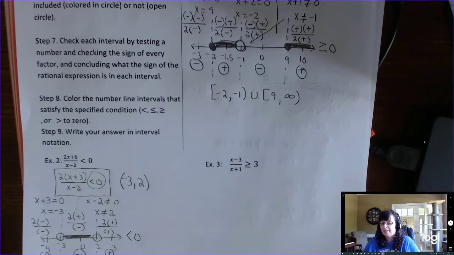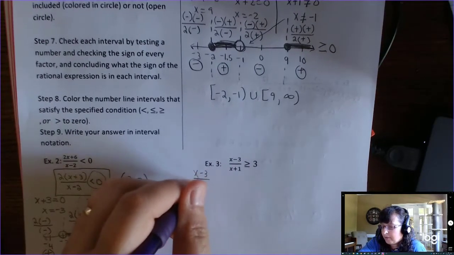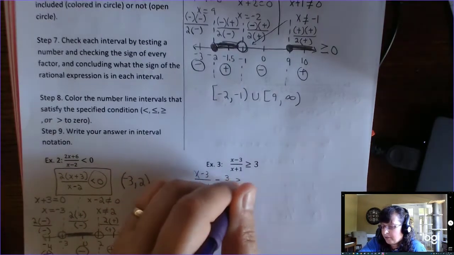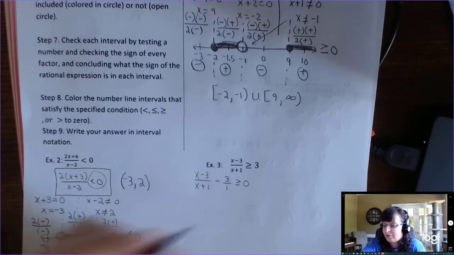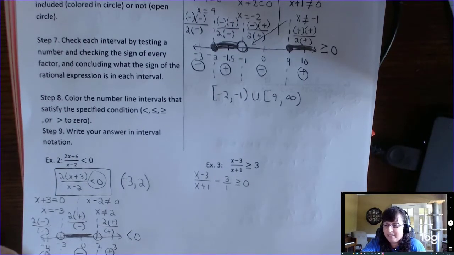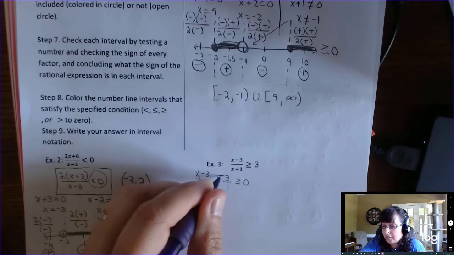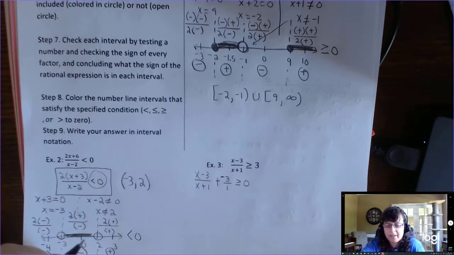Alright, take a look at example 3. Step 1, you have to get this to 0. So we're going to have to move this 3 over. That's x minus 3 over x plus 1, minus 3 over 1, is greater than or equal to 0. Don't forget to write that part down. It looks easy, but it's not as easy as example 2. I would do plus a negative here. I don't want you to lose that negative, so I'm going to plus a negative. That puts that negative right by that 3.